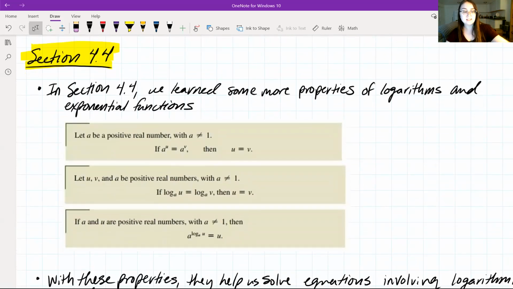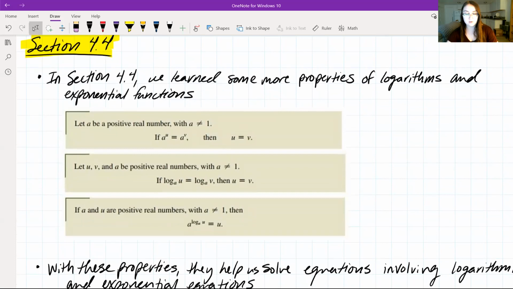All right, in our last section, section 4.4, we just learned some more properties of logarithms and exponential functions that are very helpful when solving problems. So starting off, let a be a positive real number not equal to 1. Then if a to the power of u is equal to a to the power of v, then we see that u is equal to v.